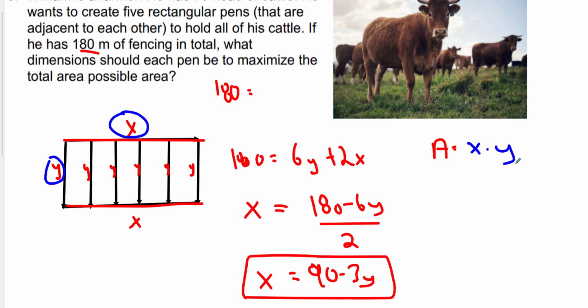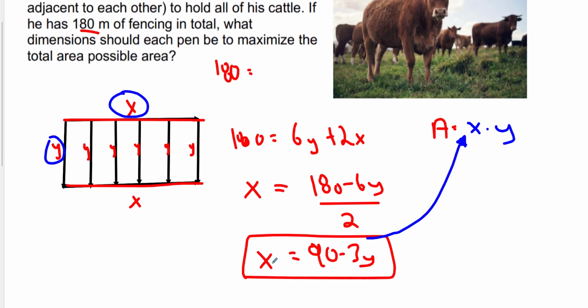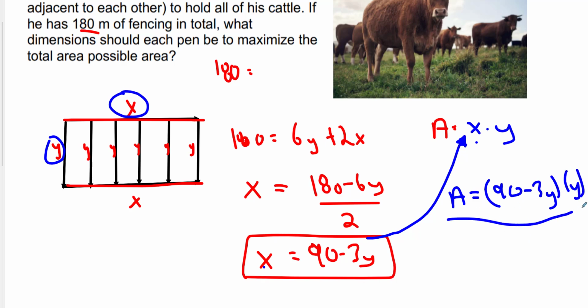So far, so good. We're going to substitute this value into here, okay? Because they're both x, right? So area is equal to 90 minus 3y times y. Do you see that? And now this is a quadratic equation.